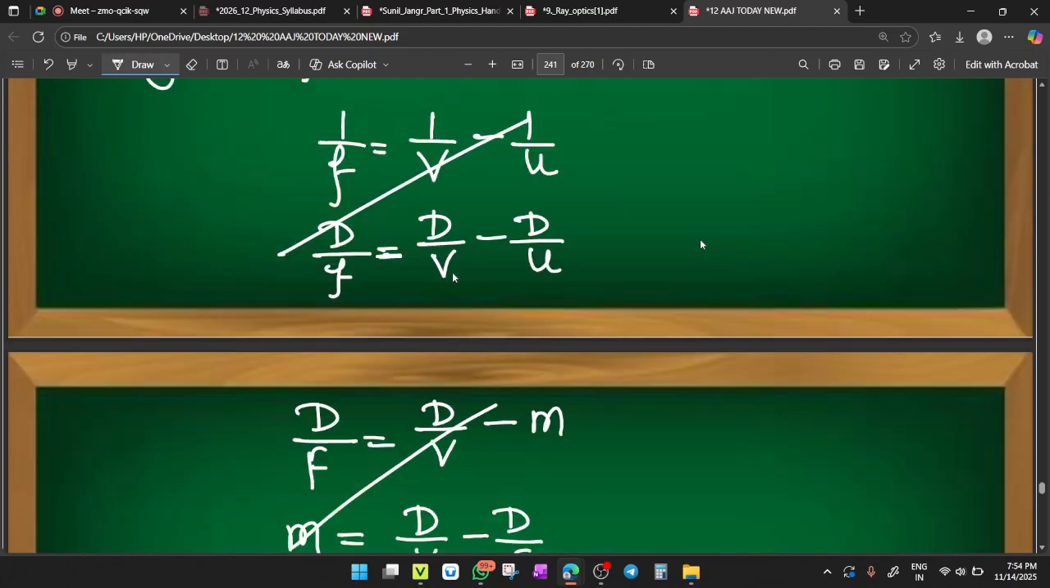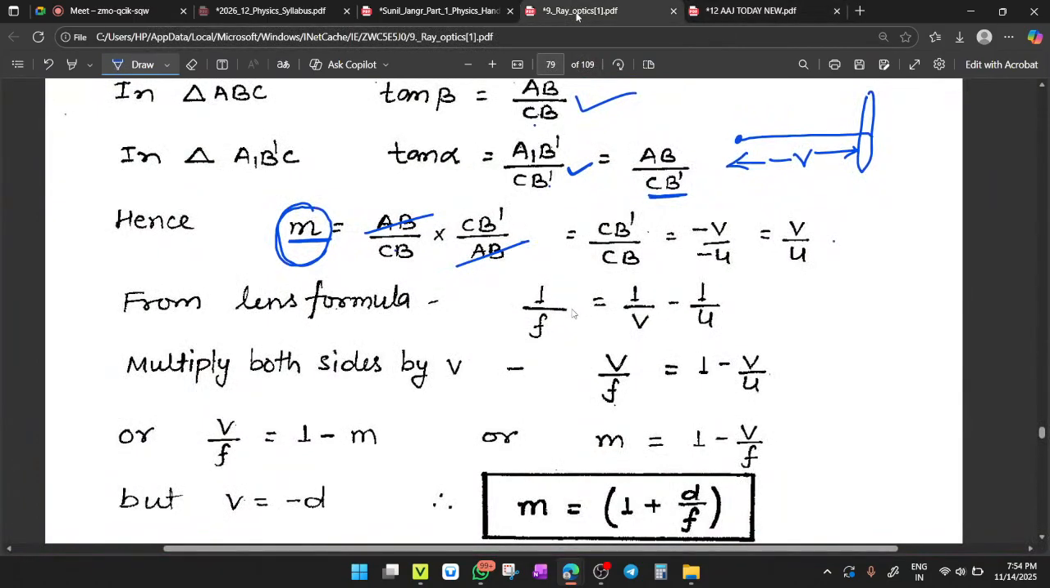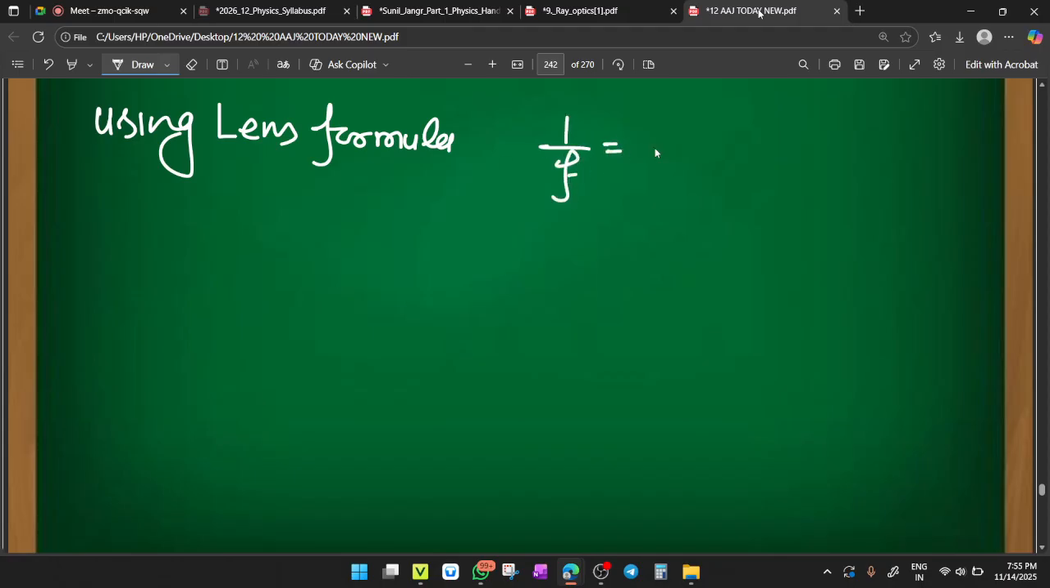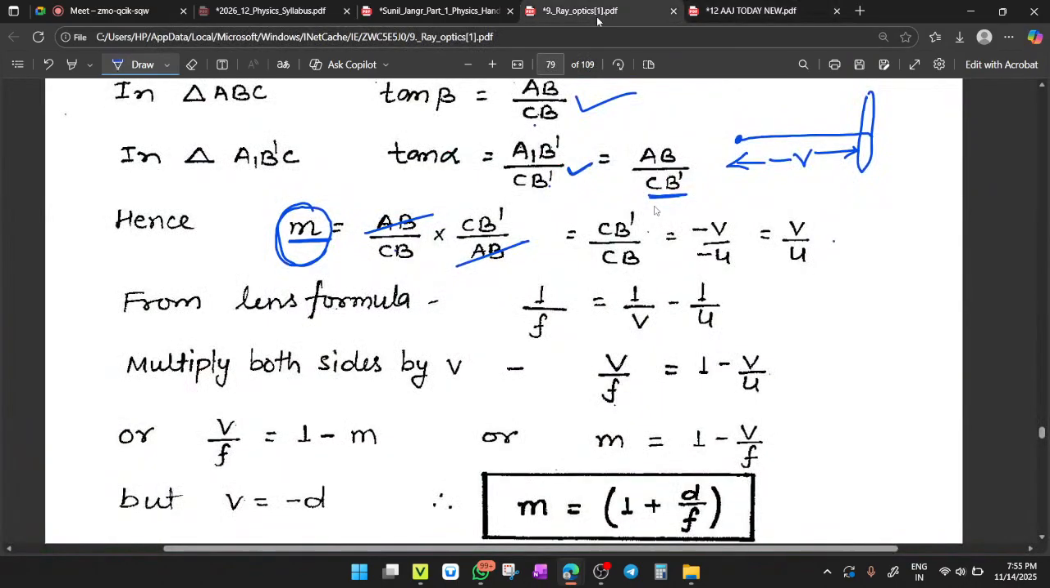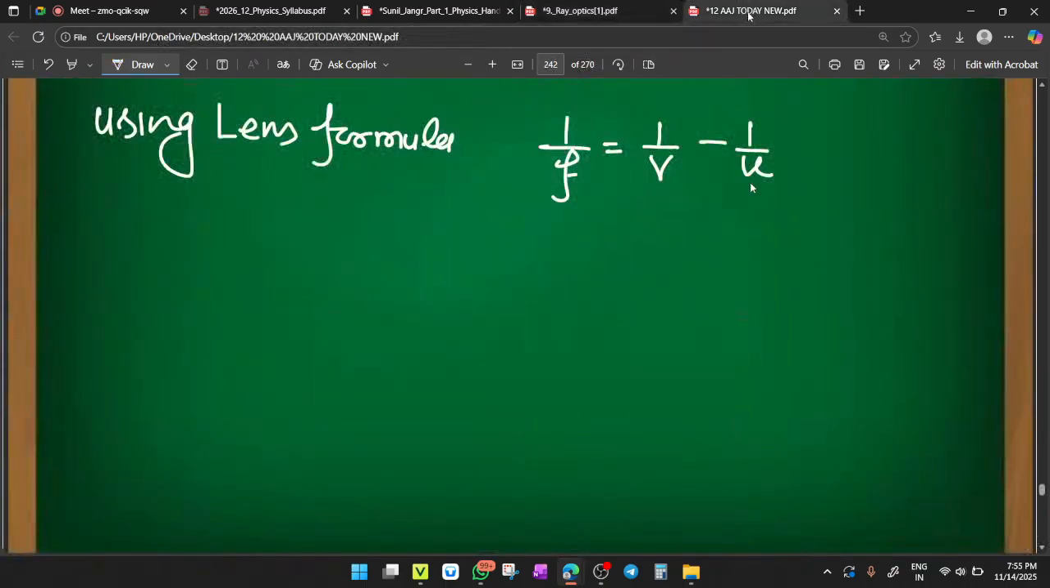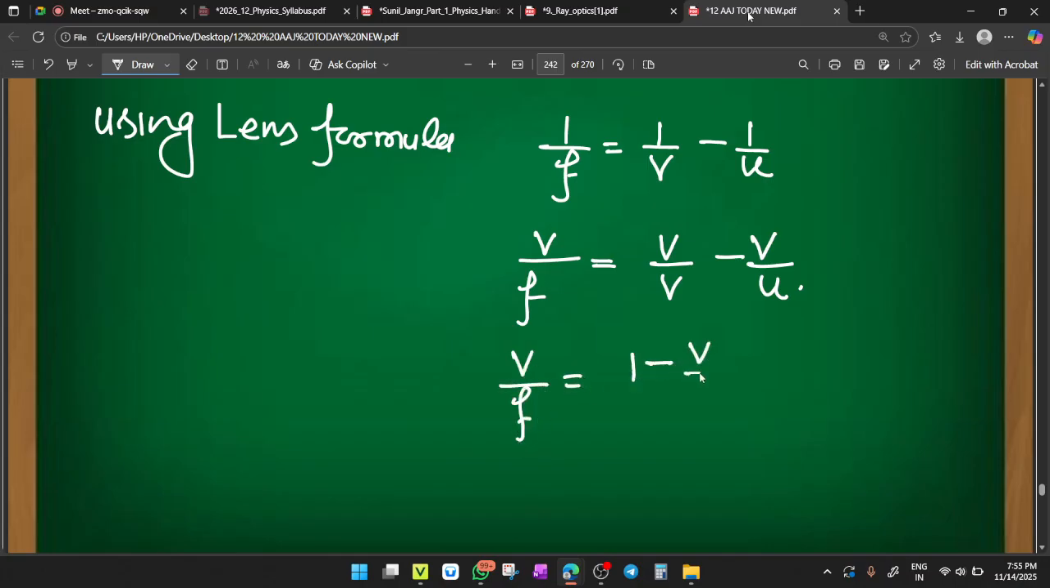Let me make one more attempt, using the lens formula: 1 upon F equals 1 upon V minus 1 upon U. And we have to make it V by U, since our aim is M equals V by U. Later on, in the place of V, I can place minus D. So first make V by U: multiply both sides by V. It becomes V upon F equals V upon V minus V upon U, so V upon F equals 1 minus V by U.